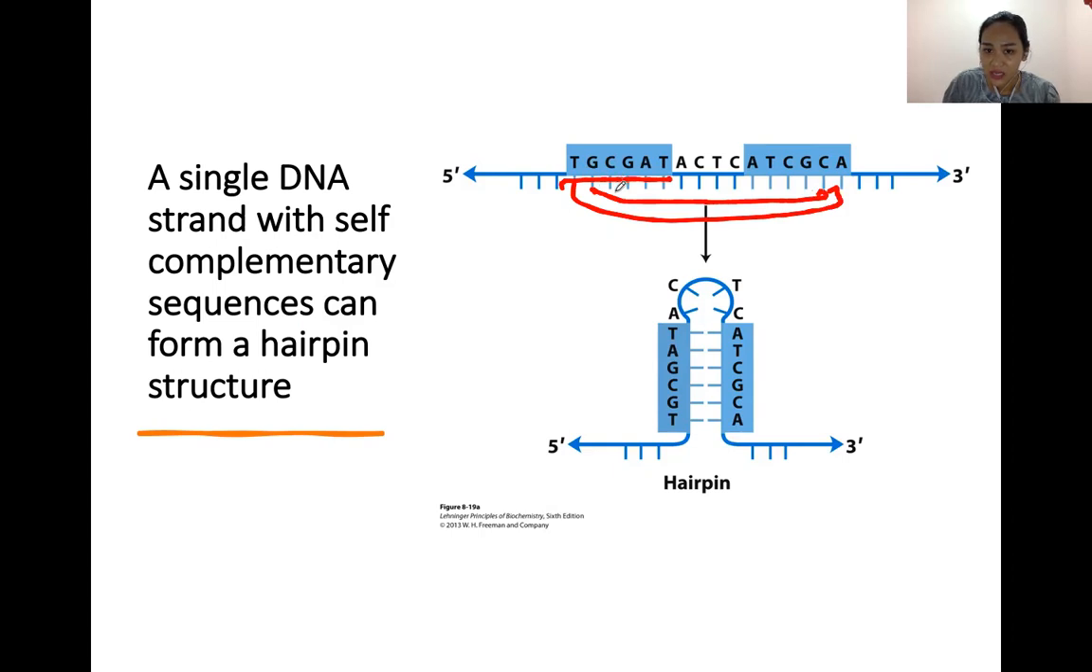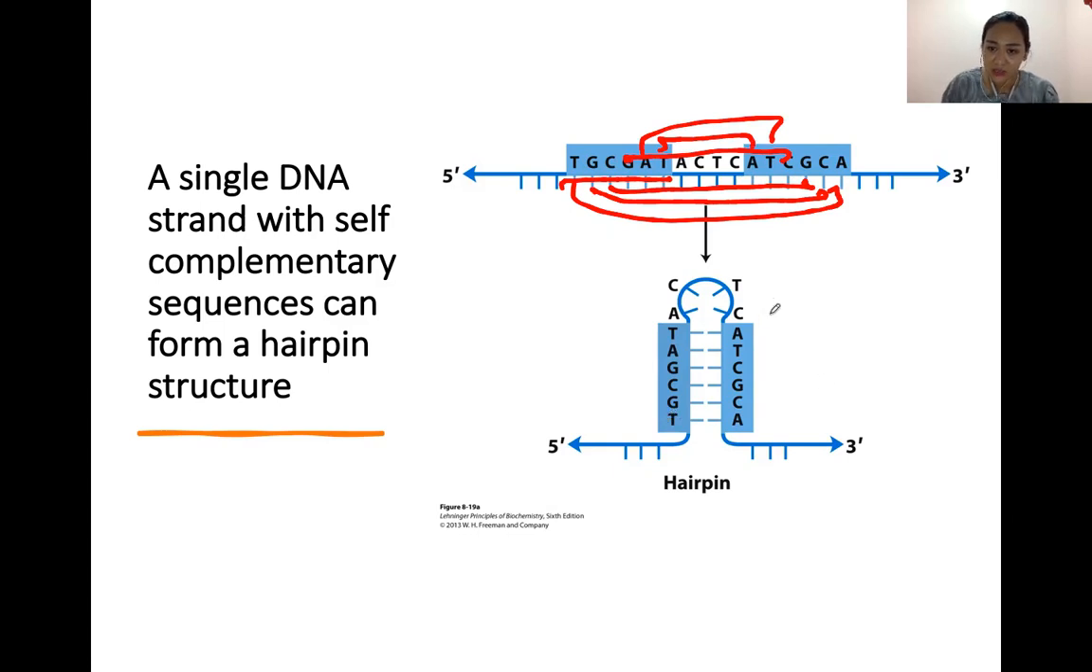And then C can pair with the G in here, so this one. And then C can pair with the G here. A can pair with the T here. And A can pair with this one here. So it forms a hairpin structure.